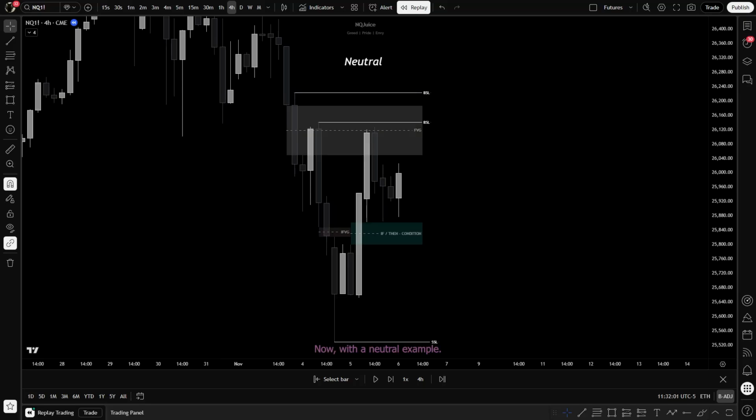Now with a neutral example. As we can see, we are both disrespecting and respecting bearish PD arrays. And we have clear buy-side liquidity and sell-side liquidity. We have an unmitigated FVG above and relative equal highs, and we have a prominent wick below. So I set my if and then condition. In this case, it's this 4-hour FVG. If we trade into this 4-hour FVG and we close above it, I'm gonna be bullish till we take the buy-side liquidity. But if we disrespect the condition and close below the FVG, I'm gonna be bearish until we take the sell-side liquidity. So in this case, I'm not gonna take any trades until I have a clear direction.